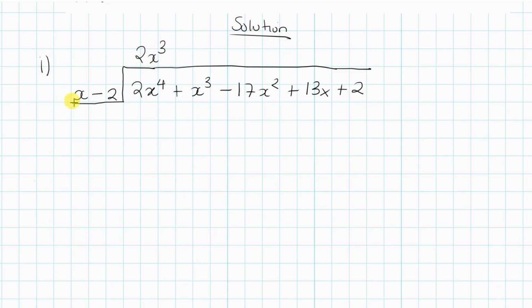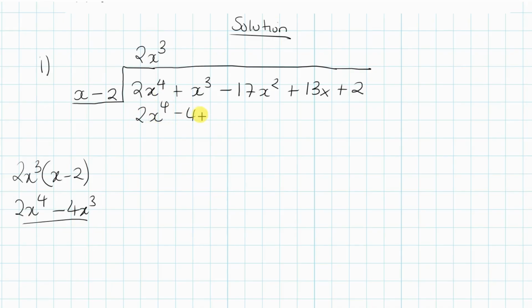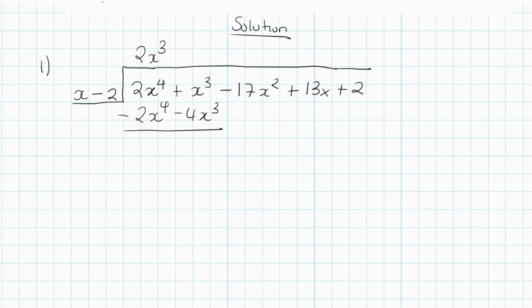So 2x cubed times everything here is going to look like this. I'm just writing this on the side so you know what is going on. So it's going to be 2x to the power 4 minus 4x cubed. So this expression is what you're going to insert down here. And then you're going to subtract everything. Then 2x to the power 4 minus 2x to the power 4 is 0, so you're going to leave it blank. And then x to the power 3 minus negative 4x to the power 3 is going to be 5x cubed.